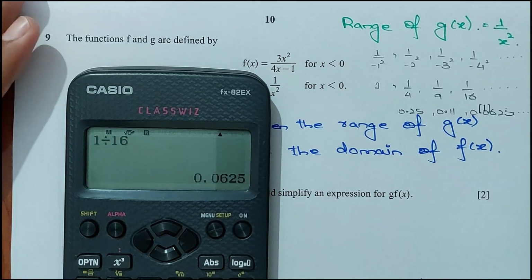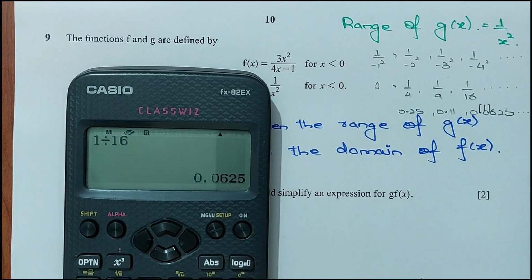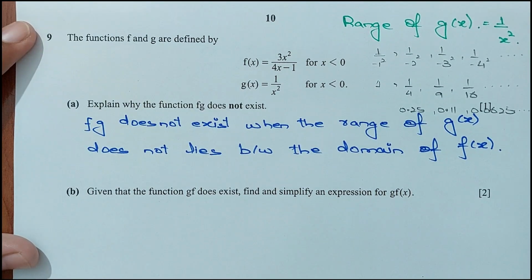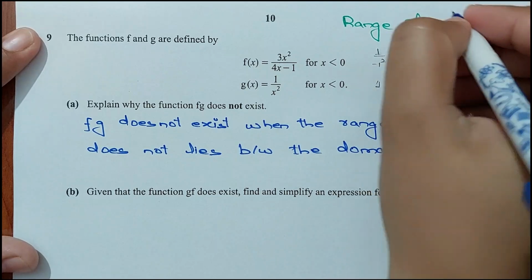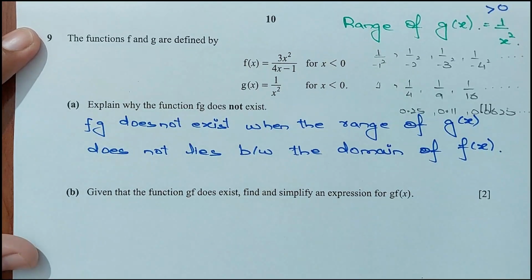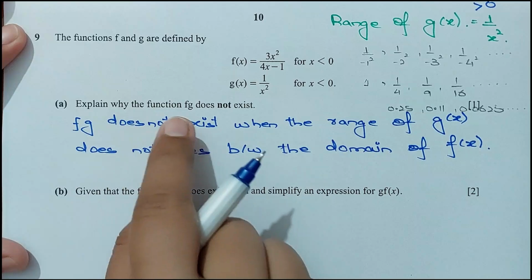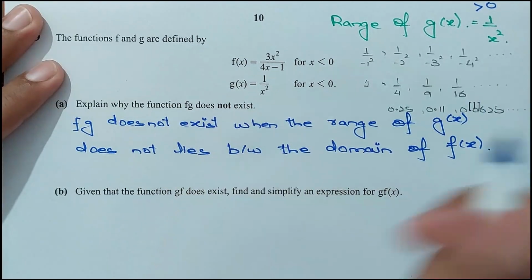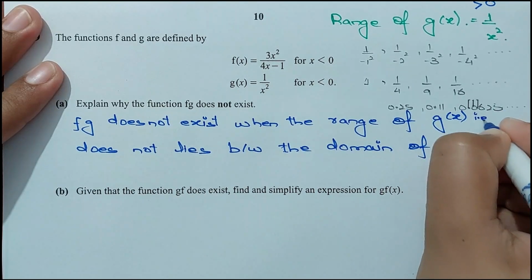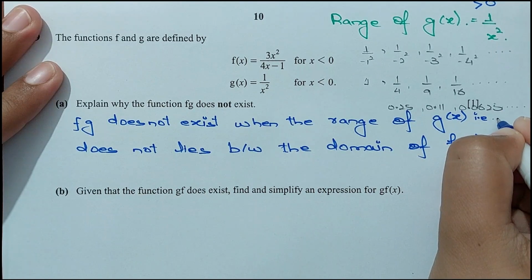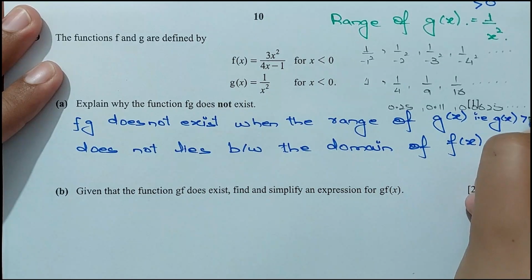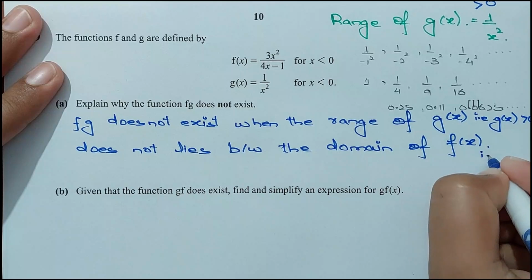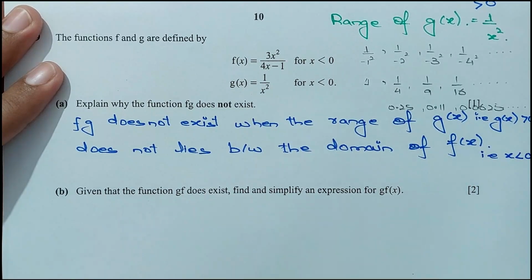It means the range is greater than 0. We can say the values are more than 0 because they are positive. So the range of g of x is greater than 0. Now, f composition g does not exist, as we know that the range of g of x, which is greater than 0, does not lie within the domain of f of x, and the domain of f of x is less than 0.